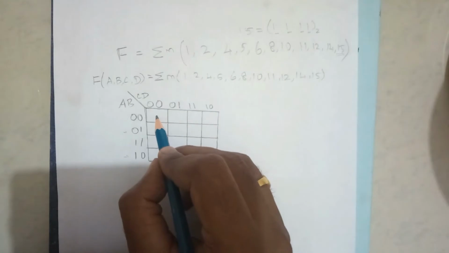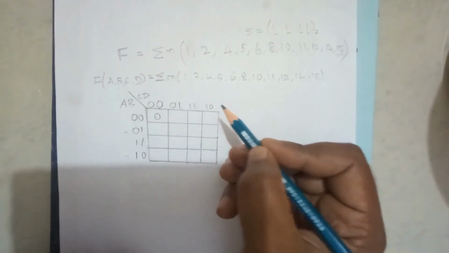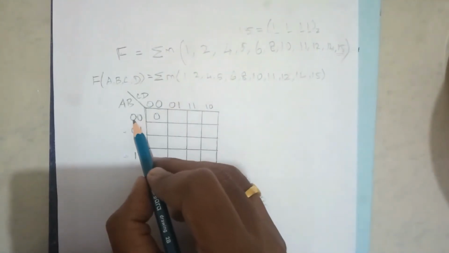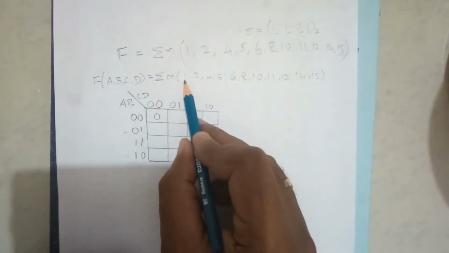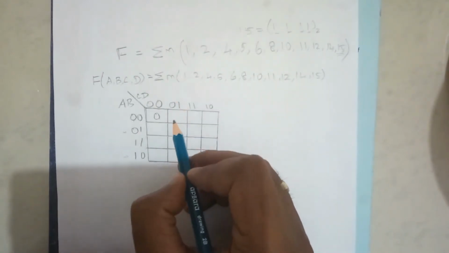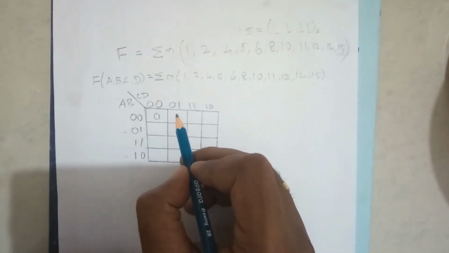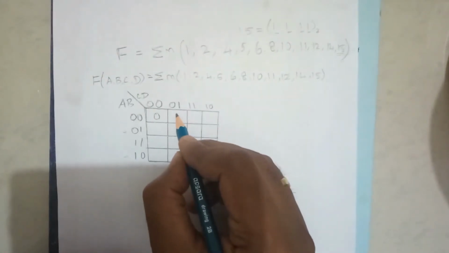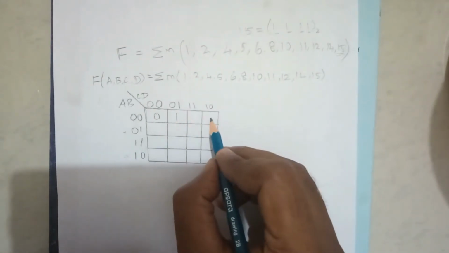But my function doesn't consist of 0 terms, so I will put a value as 0. Next I will check with the next number, 0, 0, 0, 1. Now my number 1 is available, 0, 0, 0, 1 also equal to 1. So since the min term is available, I put value as 1.